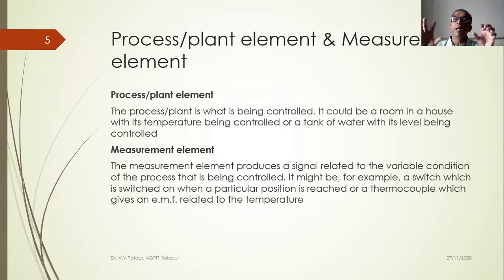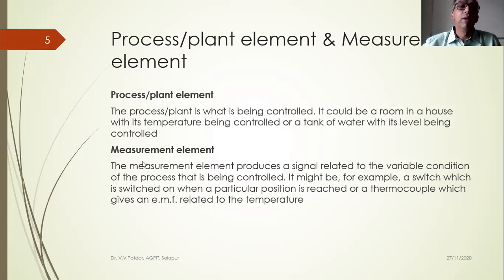It could be a room in a house with its temperature being controlled, or a tank of water with its level being controlled. The tank of water is a system. The furnace is my system. The room whose temperature is to be controlled is also a system. The boiler whose steam pressure is to be controlled, or steam flow rate is to be controlled. So boiler is my system or process, or it is my plant, whose parameters are to be controlled. So that is my process or system or plant element.